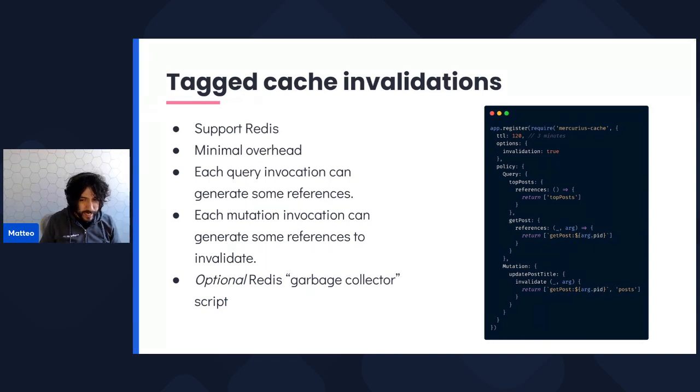So how does it work with these tags? Whenever you issue a mutation on the system, you can automatically invalidate all the tags that are relevant. So when you want to update a post, you could invalidate both the posts and the get post for that specific one. All of this system is really cool because it's stored on Redis, so it's not leaking a massive amount of memory.